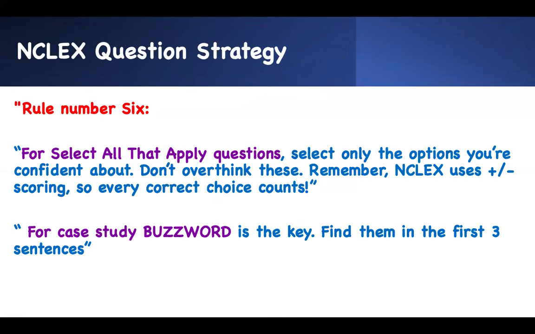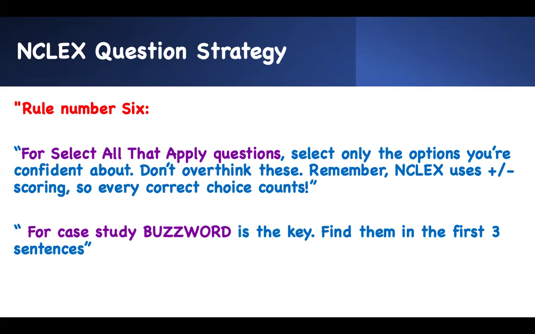Number 6, for select-all-that-apply, I think you don't even have to worry. They give you 10 answer choices. Pick those you're confident about, those you're completely 100% sure of. Don't over-select. Don't select too much because you think if you select all 10, you get all of them right. Well, maybe 5 is right and 5 is wrong, then you get 0. They do something they call plus-minus scoring.